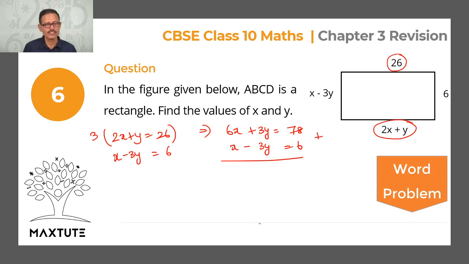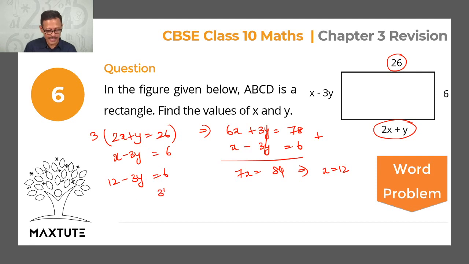Let's add these two equations. 3y and minus 3y gets cancelled. 7x equals 84 or the value of x is equal to 12. Substitute the value of x as 12 in one of these equations. Let's do it here. 12 minus 3y is equal to 6.